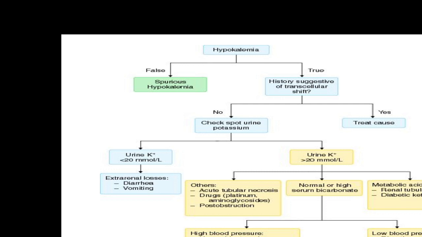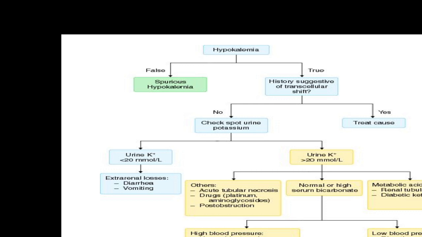Whereas if it is more than 20 millimoles, then it could be due to either renal pathologies like tubular necrosis, or patients who are on aminoglycoside drugs like gentamicin, or patients who have a renal obstruction. Or it may also present with metabolic acidosis like renal tubular acidosis or diabetic acidosis. If the patient with hypokalemia also has a high bicarbonate level, then it could be due to hypertension, and particularly due to hormonal changes like hyperaldosteronism or Cushing syndrome and so on.